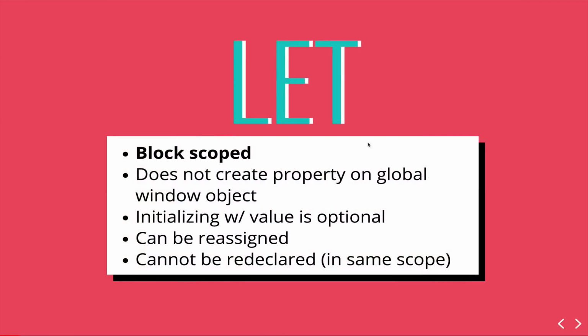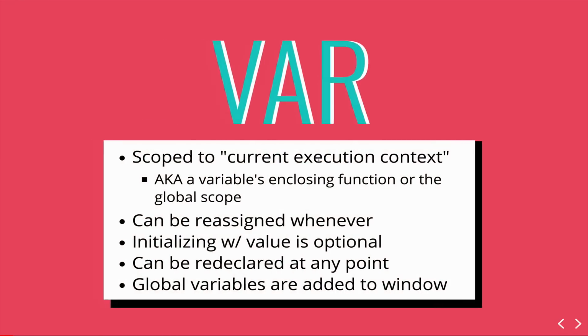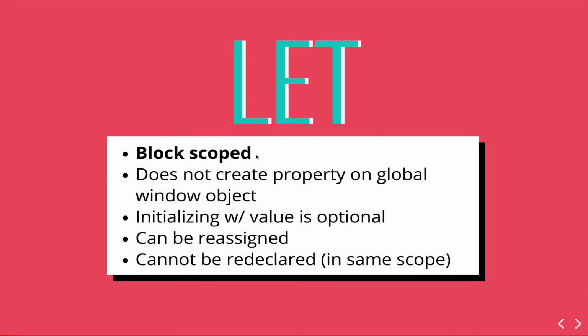If we take a look, to recap, let and const are block scoped. Var is scoped to the current execution context. Let and const do not create properties on the global window object if they are declared in the global scope. You can initialize let with or without a value. Const, you have to have a value. Let can be reassigned whenever. It's like a var, except it is block scoped, but it cannot be redeclared in the same scope.